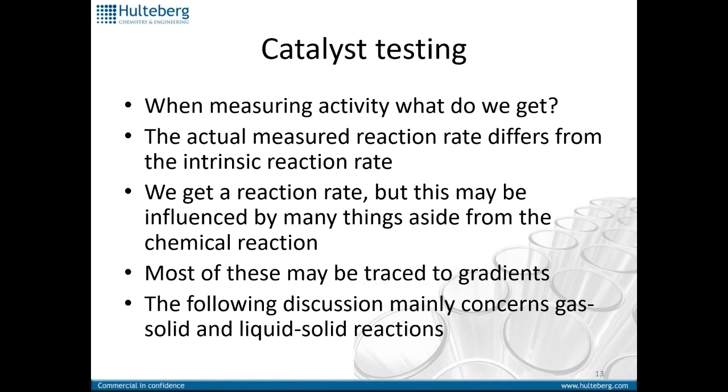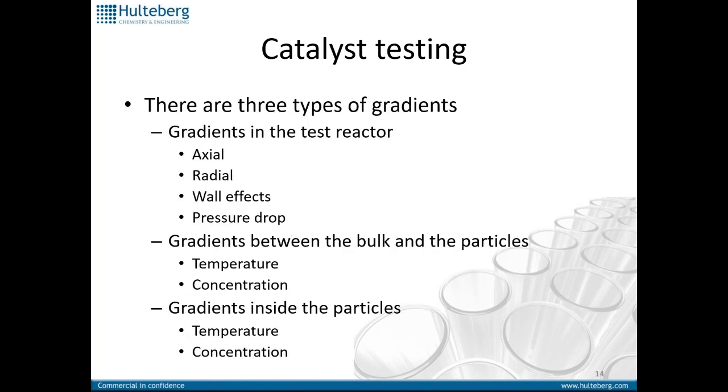And we'll start again from the macro perspective with gradients that are in the reactor. And then we'll move to things that happen around the catalyst particles, and then finally inside the catalyst particles. And if we look at these gradients that are inside the test reactor, they can be both in the direction of the flow, so in the axial direction. They can also be from the center of the reactor to the wall of the reactor, so in the radial direction.